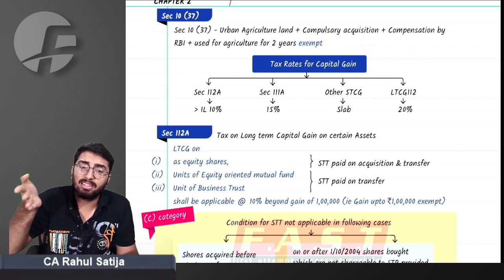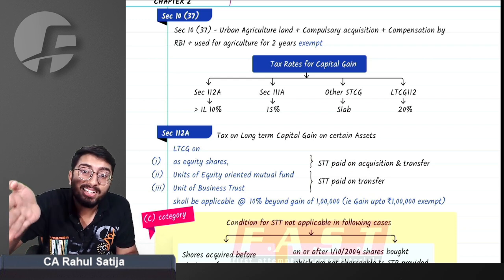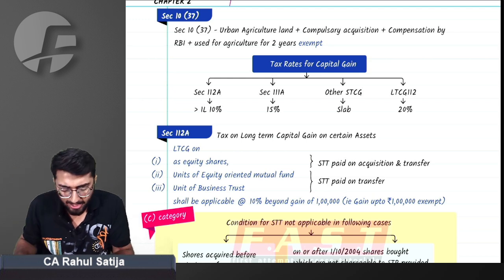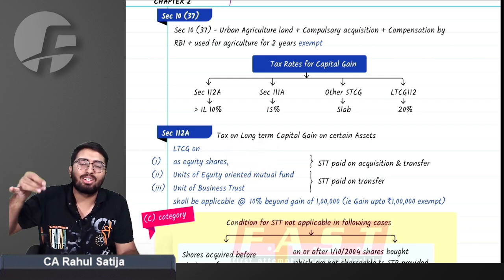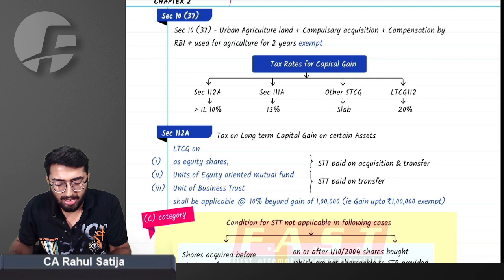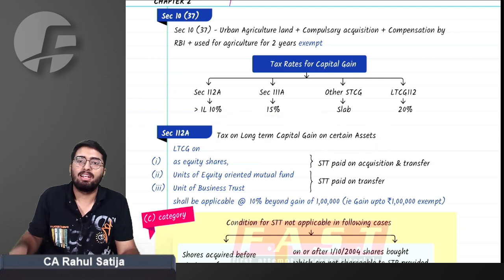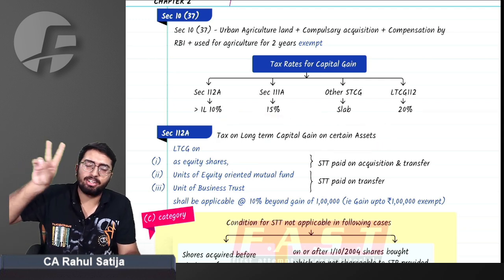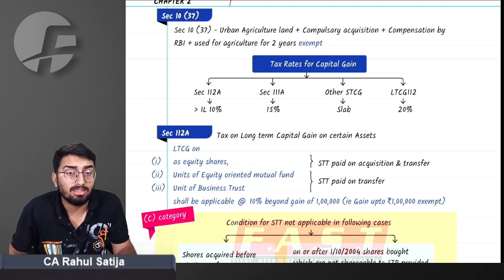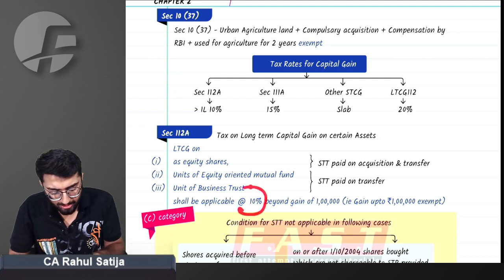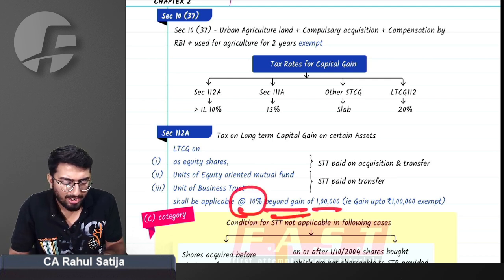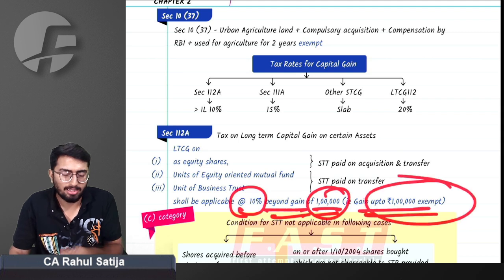Normally, on which assets is STT applicable? STT is applicable on listed securities. So can I say equity shares that are listed, or equity-oriented mutual funds that are listed, or business trust units that are listed? So only listed securities will be covered under 112A. What will be the applicable tax rate? The applicable tax rate will be 10% beyond the gain of 1 lakh rupees. That is, up to 1 lakh rupees, it is exempt.